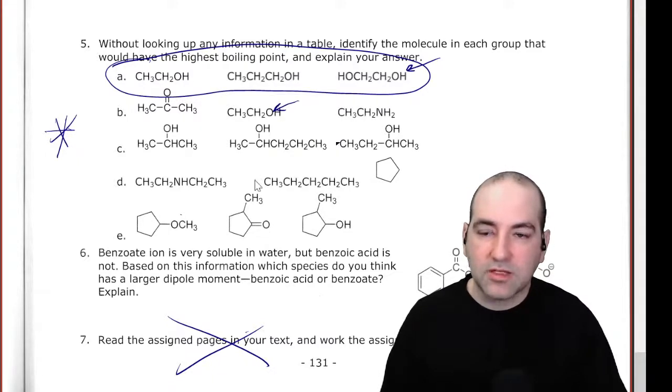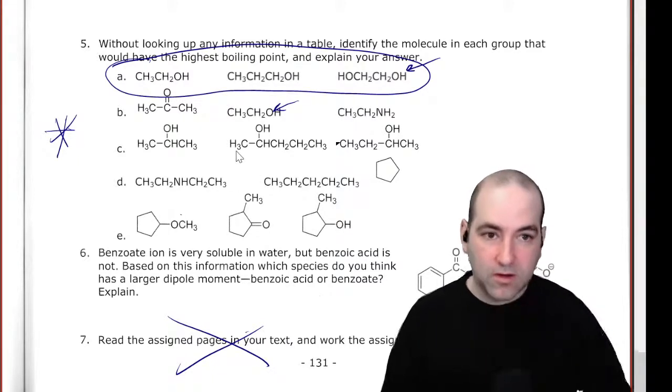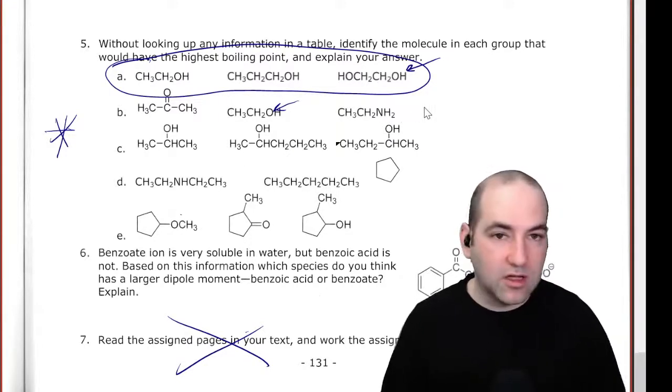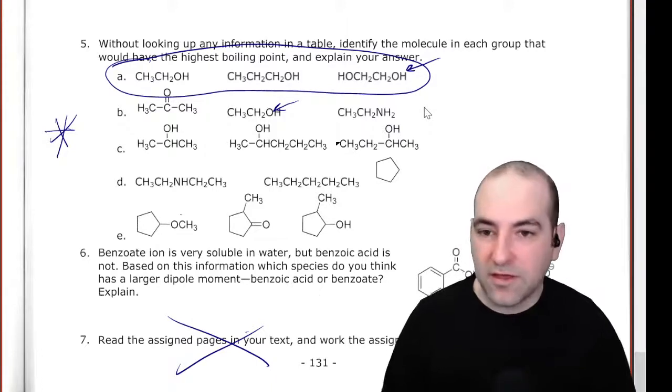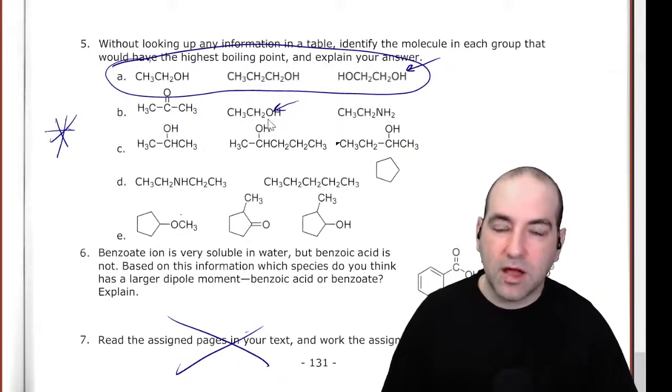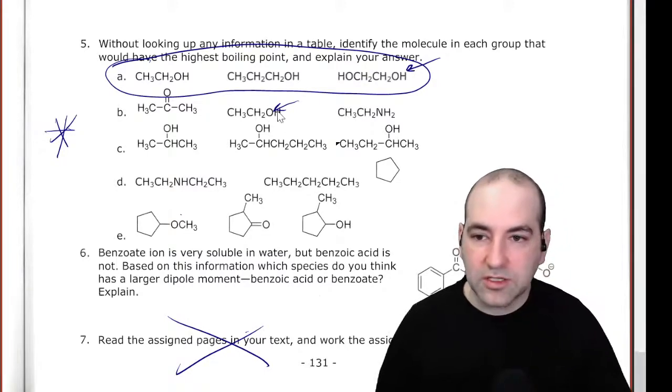So this would be the highest boiling in the third row because of its stronger hydrogen bonding interactions. If you said that the NH2 one had stronger interactions, that's a good guess also, and I think that's fair to guess. But generally, the OH type molecules are going to have stronger interactions.